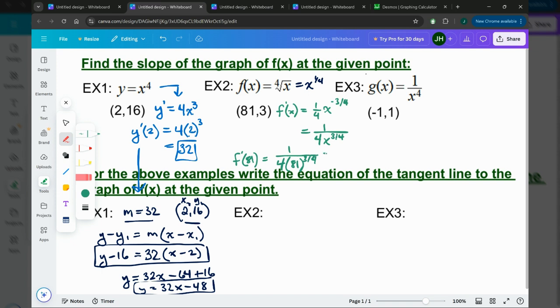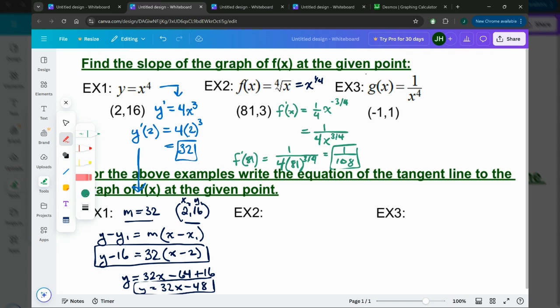Now remember, with AP exams, you may have to do this without a calculator. So when you're doing a fractional exponent, do the root first. The 4th root of 81 is 3. 3 cubed, 27. 4 times 27 is 108. The slope of the tangent line is 108.